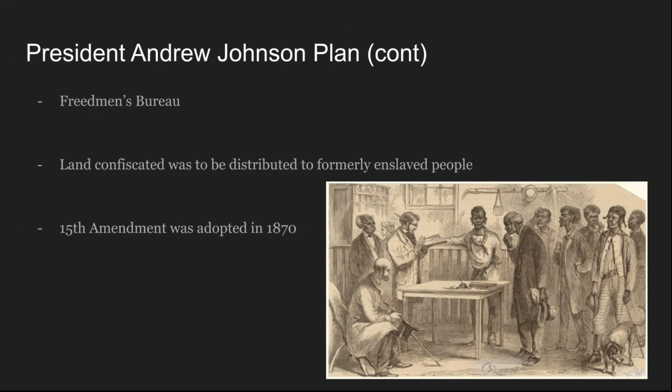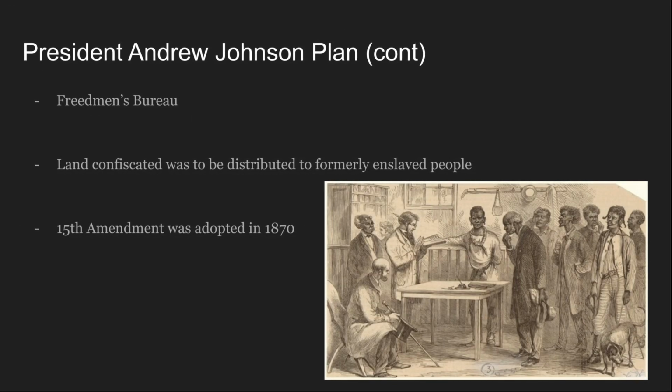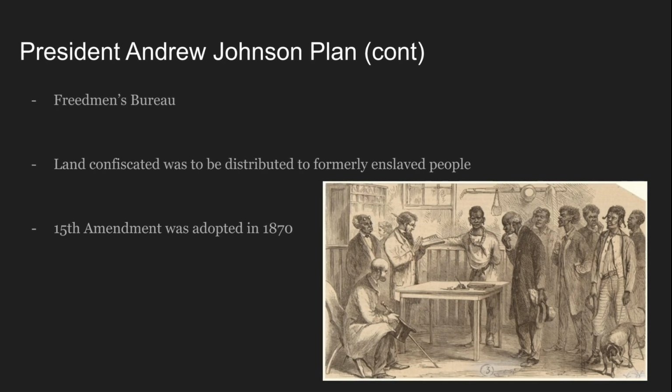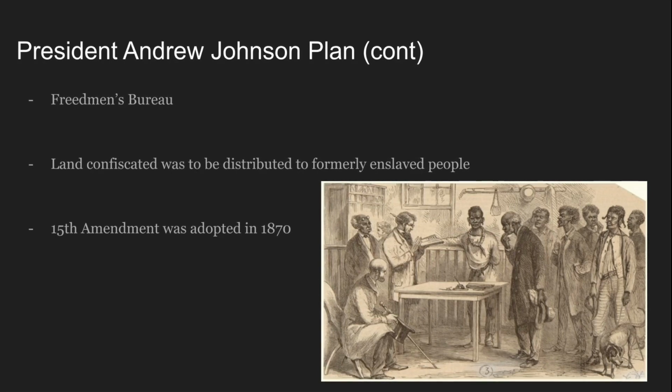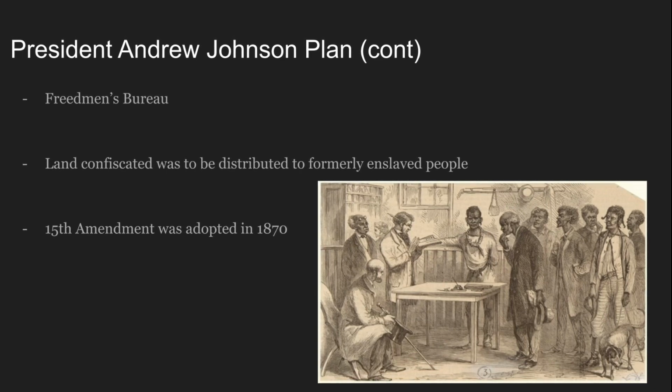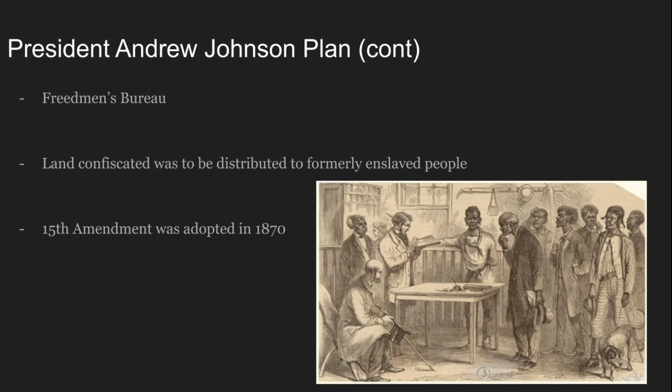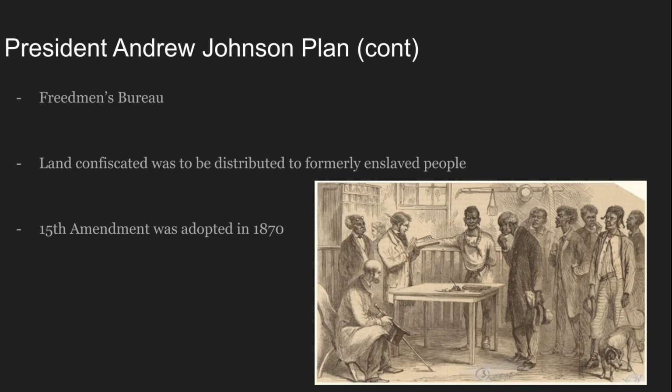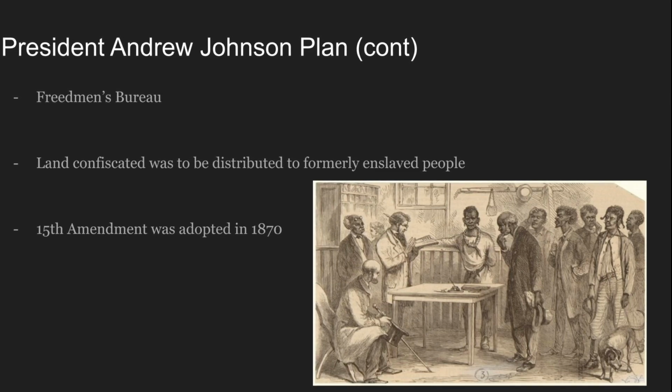President Andrew Johnson's plan continued. Under the Freedmen's Bureau Act, confiscated land was distributed to formerly enslaved people. The 15th Amendment was adopted in 1870, saying the United States should not deny anyone the vote due to race, color, or any other conditions.